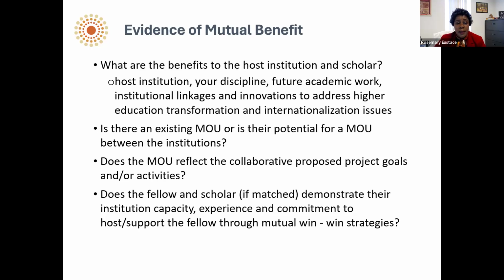So as you look into the MOU, ask yourself, whatever you are proposing, does it capture the institution capacity, the commitment, the experience in both ways, fellow and also the host fellow. There has to be some commitment of internalization, whether it's internalization of the curriculum, research, or graduate teaching. You have to demonstrate that in your proposal. So read the mission and vision of your institution to find those mutual benefits. Next.